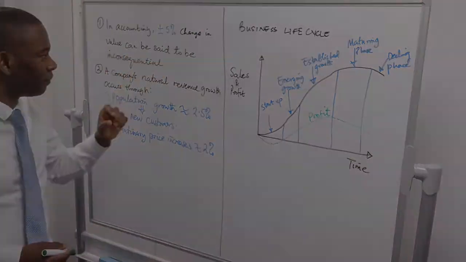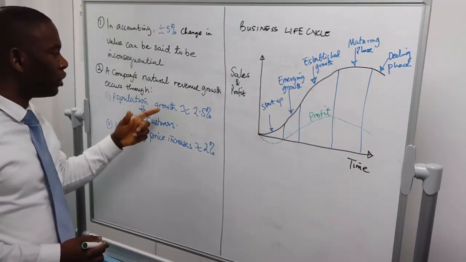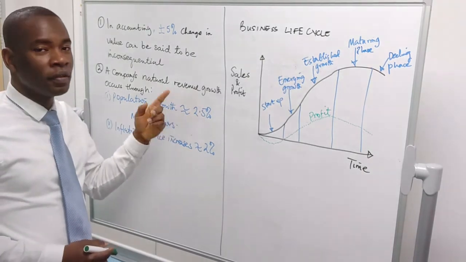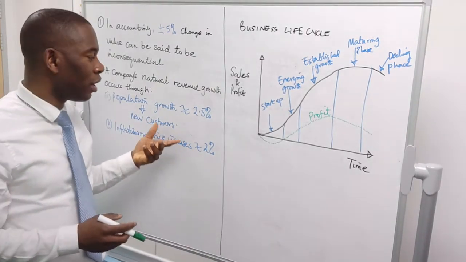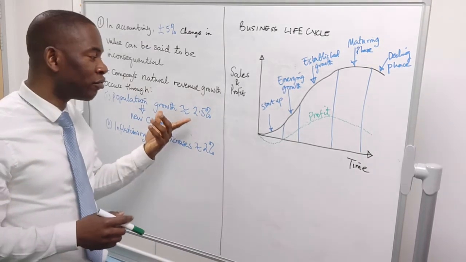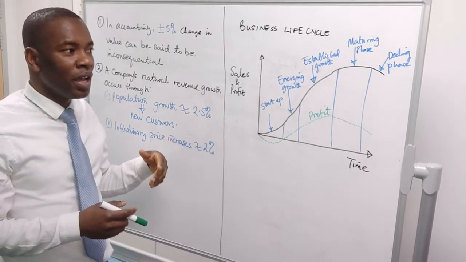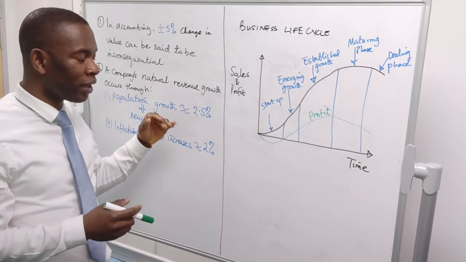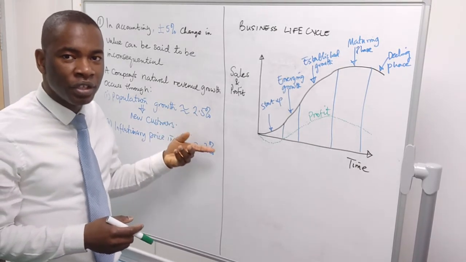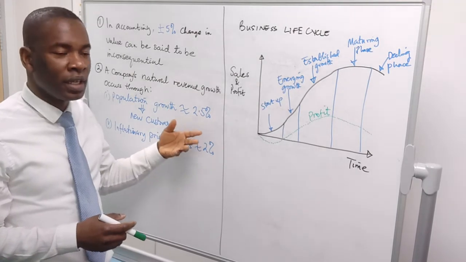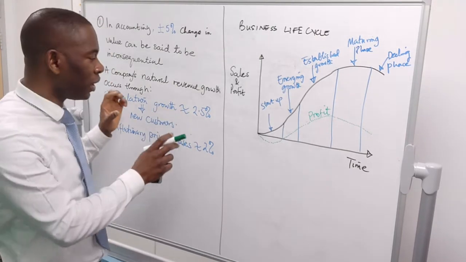So that is that. Next, a company's natural revenue growth occurs through, one, population growth of roughly 2.5%. What he's trying to say is that the new customers coming on to buy the company's product will come at an increased natural rate of approximately 2.5%. These are customers you are not pushing to find. These are the customers who, because of age, become aware of your product, and then through the natural increase in population, they get in. These are the ones we are talking about.